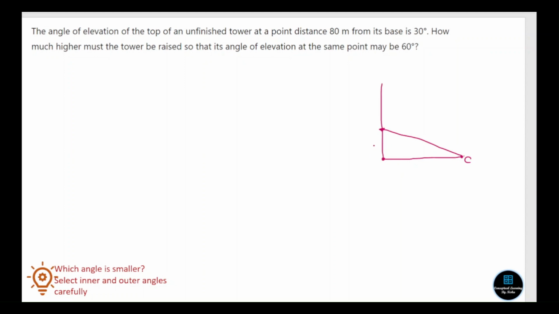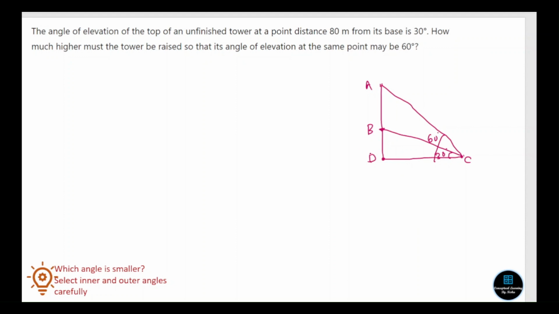Let me take this as B, this as D, and this as A. So C is the point of observation. First of all, this angle is 30 degree. Now we have to extend this tower to height AB, such that this angle of elevation would be 60 degree. This whole is 60 degree.